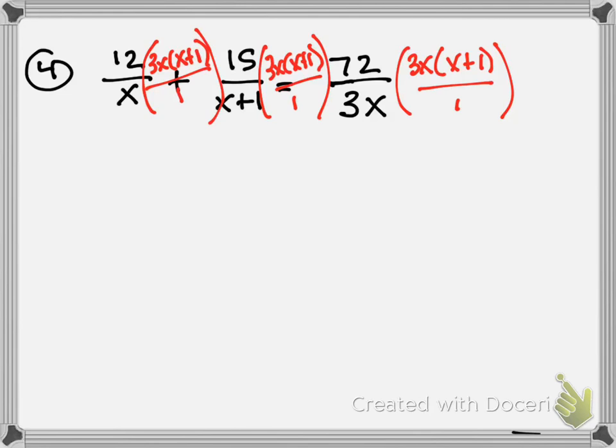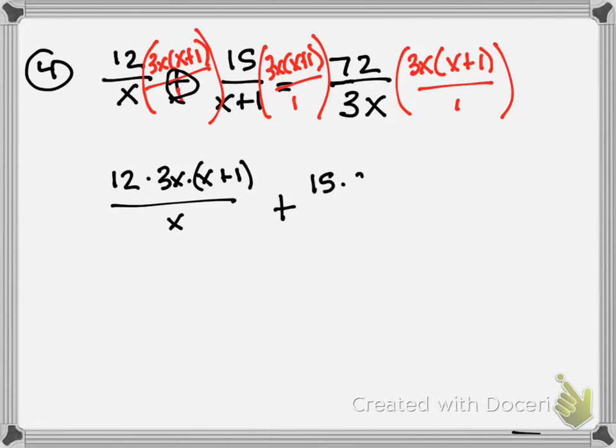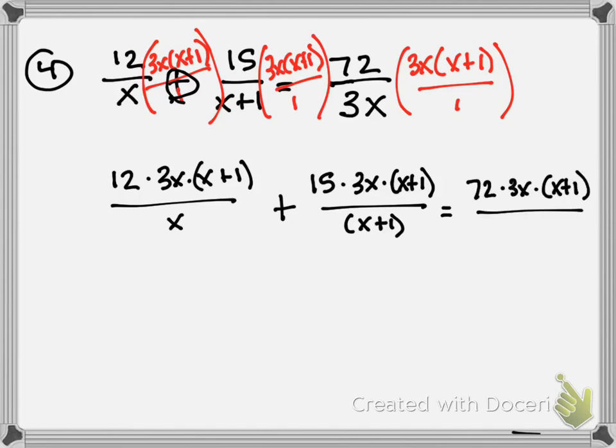So I have 12 times 3x times x plus 1 over x. My original equation was addition here. So plus 15 times 3x times x plus 1 over x plus 1. And that's equal to 72 times 3x times x plus 1 over 3x. All right, go through and cancel what we can cancel. So my x's can cancel, my x plus 1's can cancel, and my x's can cancel.